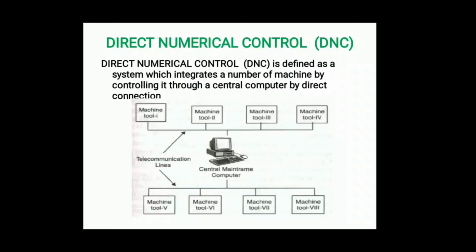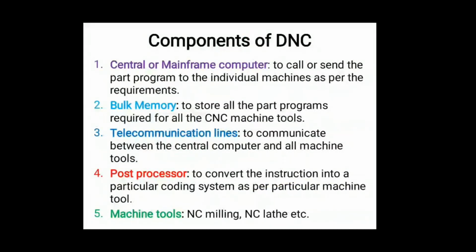In this system we interconnect different machines to a single computer, called the central maintenance computer, connected through telecommunication lines, and we go for manufacturing. So these are the benefits. At a single point we connect all the machines, called the central maintenance computer, and we remove the tape reader as input device and take the part program directly from the computer. Okay, so the next point is the components of the DNC. There are 5 components.